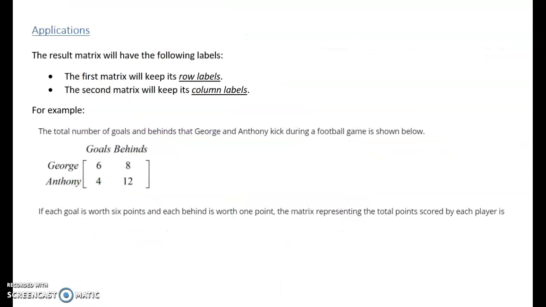Okay, let's have a look at an application so we can make sense out of this statement here, where the resulting matrix will have the following labels. So I'm talking about across the top of the rows and the columns. So the first matrix will keep its row labels. So in this case, this is the first matrix. So it's going to be George and Anthony. And the second matrix will keep its column labels.